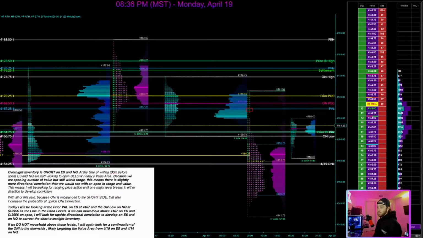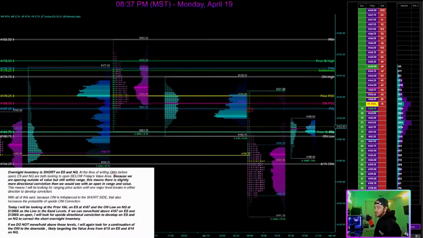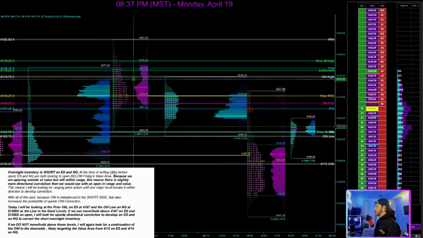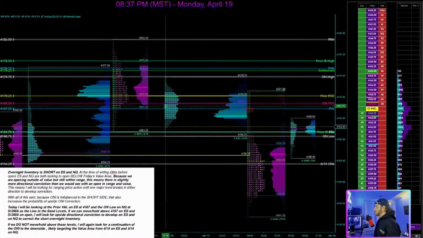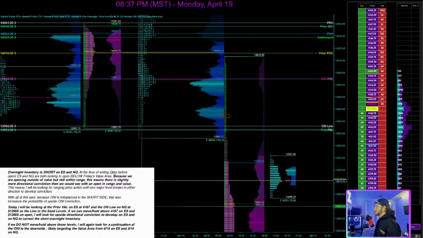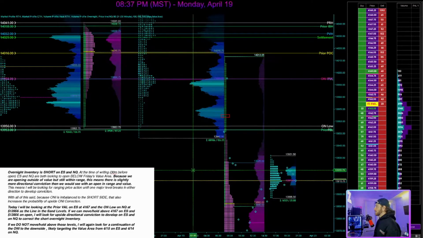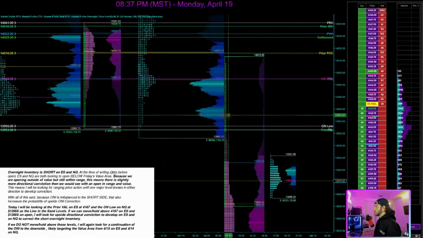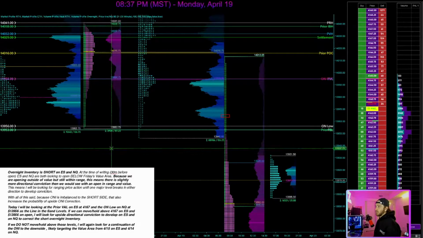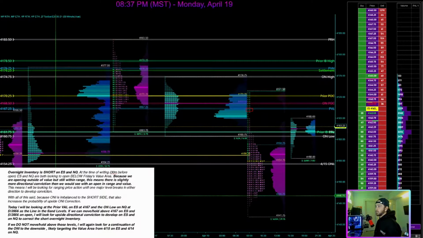So I know I'm kind of hopping around here, but you can see that I said at the time of writing, 30 minutes before open, ES and NQ are looking to open below Friday's value area. So that just kind of backs up what I said here. You can see that we opened outside of value on ES. Going over here, we opened outside of value on NQ, okay? Here's where we opened. Here's the value area, just to be abundantly clear there.